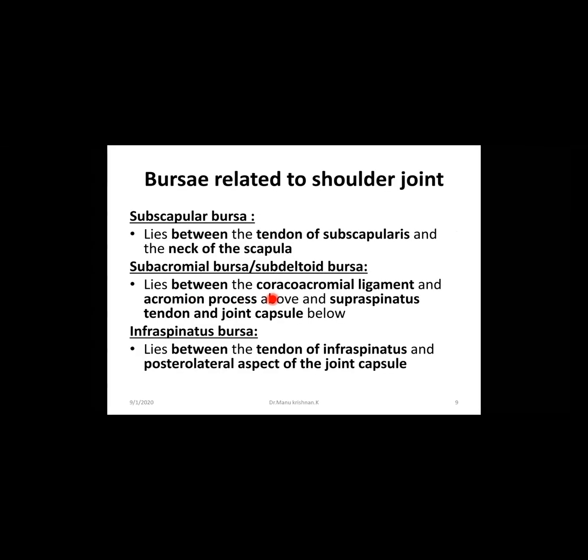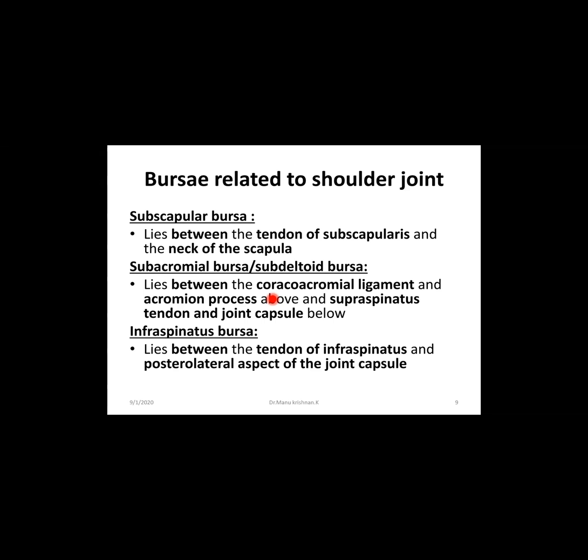And the bursae related to the shoulder. What do you mean by bursae? In the last class, while explaining the synovial joints, I told you about the synovial membrane, the synovial fluid, and the synovial fluid filled sacs. Those sacs are termed the bursae. In the shoulder joint, there are a few bursae which support and protect the joint. The first one is the subscapular bursa. Sub means below. You might know the subscapularis muscle, right? The synovial sac which lies between the tendon of the subscapularis and the neck of the scapula is termed the subscapular bursa.